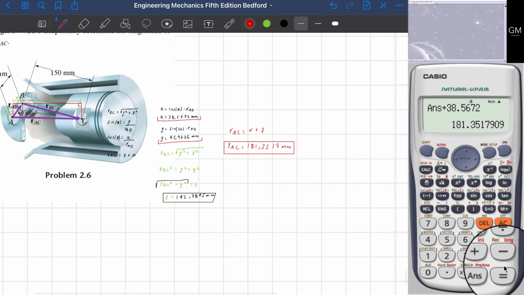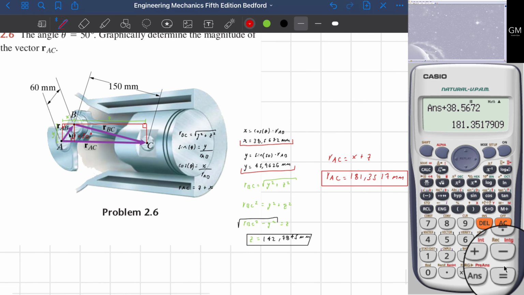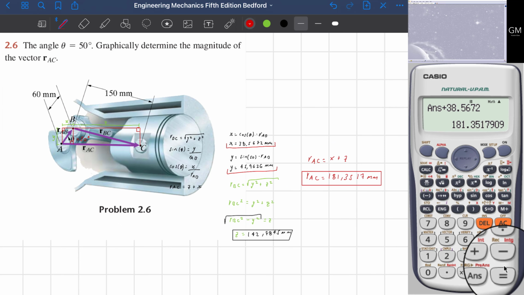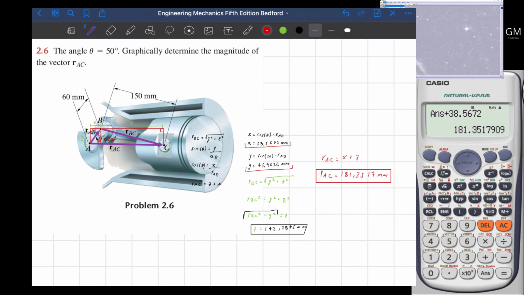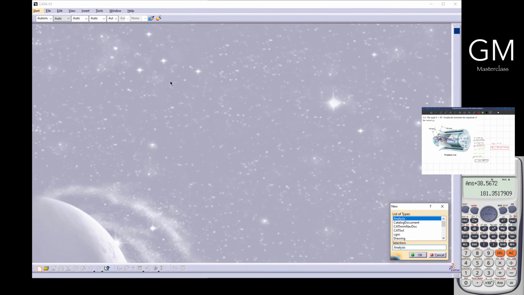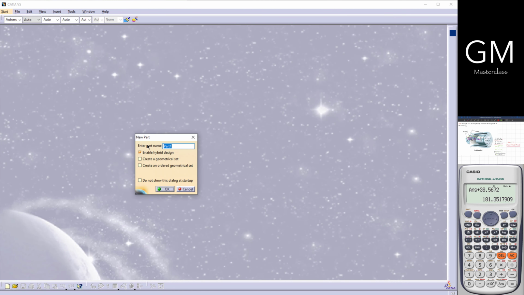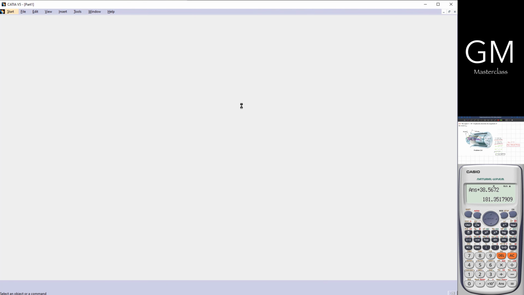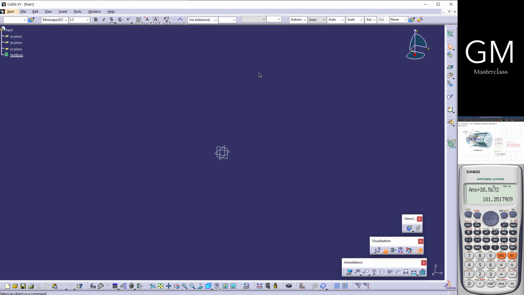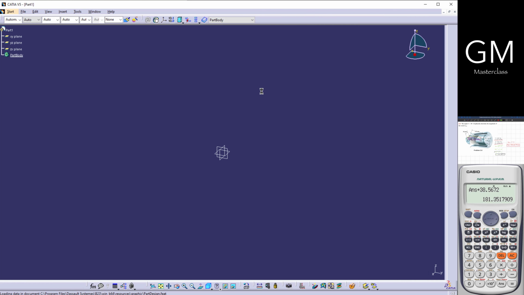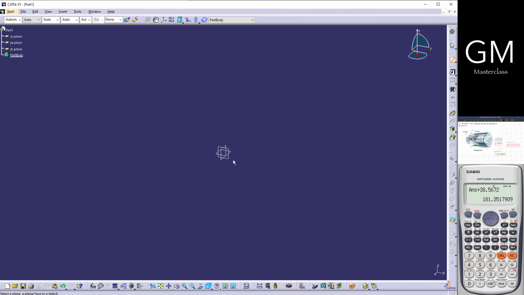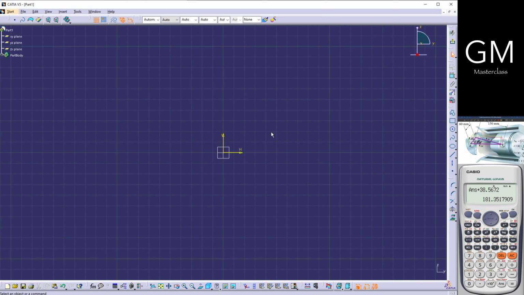Okay guys, there is one way in which we can check that this answer is correct, and that way is using software. In this case I'm going to use CATIA V5. Remember that you have within the channel different tutorials that teach you how to use this tool. Okay, right here I'm going to start a mechanical design, a part design. Then I'm going to create the shape that we just did.